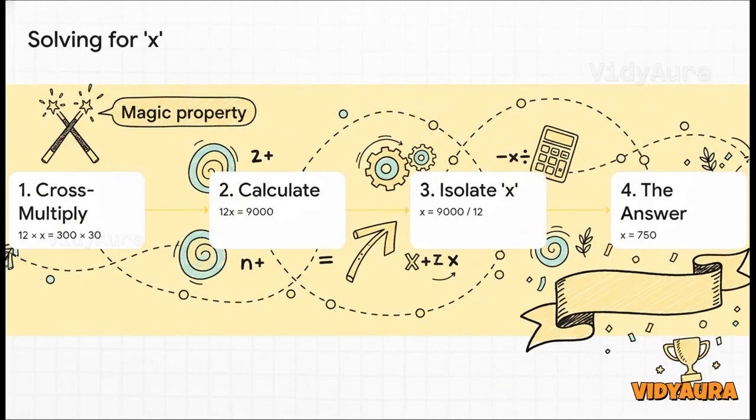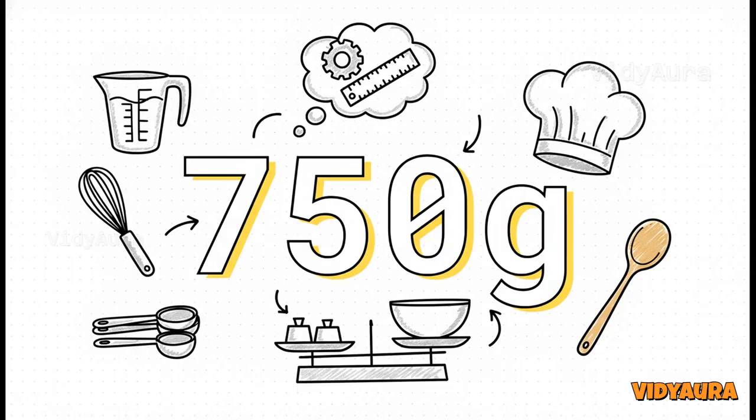And now we get to use that magic property. We cross-multiply. So 12 times x has to equal 300 times 30. A quick calculation tells us that 12x equals 9,000. To get x all by itself, we just divide 9,000 by 12, and that gives us our answer. And there it is, 750 grams. We just used proportions to scale a recipe perfectly. See? This isn't just math you do in a classroom. It's kitchen math, it's workshop math, it's everyday math.